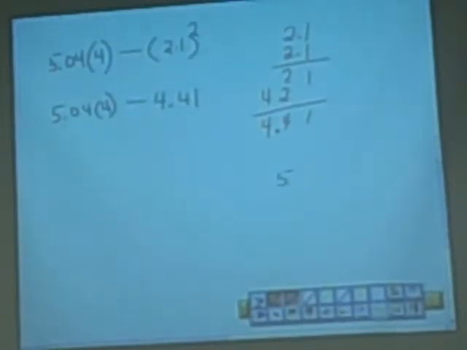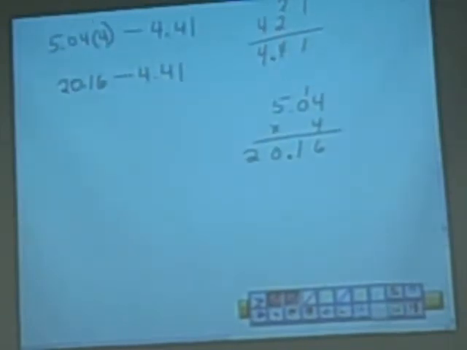So off to the side, we've got 5.04 times 4. So that'll be 4 times 4 is 16, carry the 1, 4 times 0 is 0, plus 1 is 1. 4 times 5 is 20. And our decimal point is going to be at 2 places, right? So that's 20.16, right? So we go back to our steps. 20.16 minus 4.41. Now we can subtract, right? So here's our 20.16 minus.